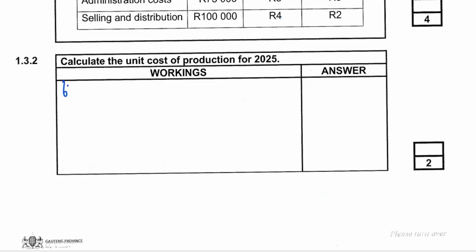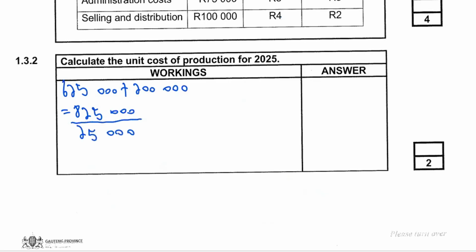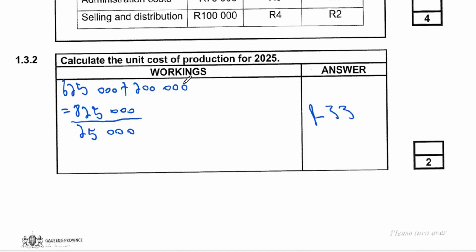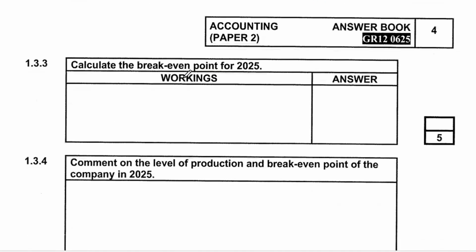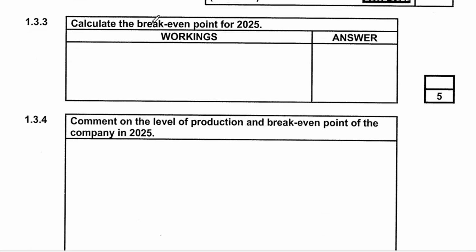So here we have 625,000 plus 200,000 get 825,000 divided by the number of units that were produced and sold, which is 25,000 units. Then we get our answer, which is 33. Then 1.3.3, we have to calculate the break-even point for 2025.